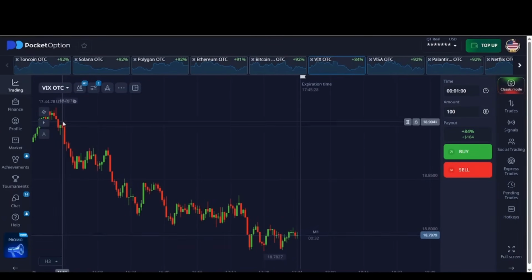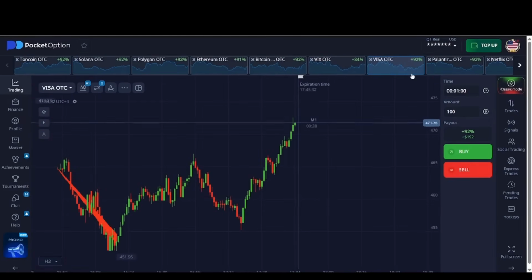Here you can see a green candle forming. After that, you can proceed for the downside move. So this is how you can predict the next candle. Mostly, this type of trade has a high probability of winning.